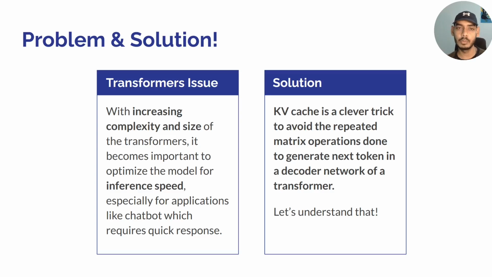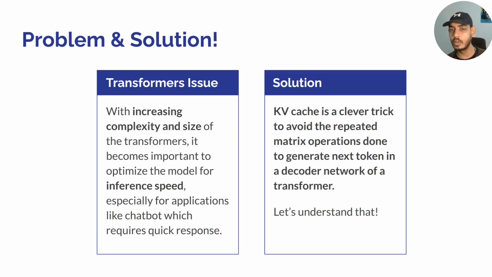So what's the issue with transformers? Consider models like GPT models or Llama 3 models or any other such large language model. They have a very complex architecture, and the size of the model itself is quite huge because the number of parameters is quite large. So when you try to deploy such a model for applications like a chatbot, the time taken for one query to get a response is quite high. To avoid that, there is a trick called KV cache, which tries to avoid certain matrix multiplication operations for generating the token.